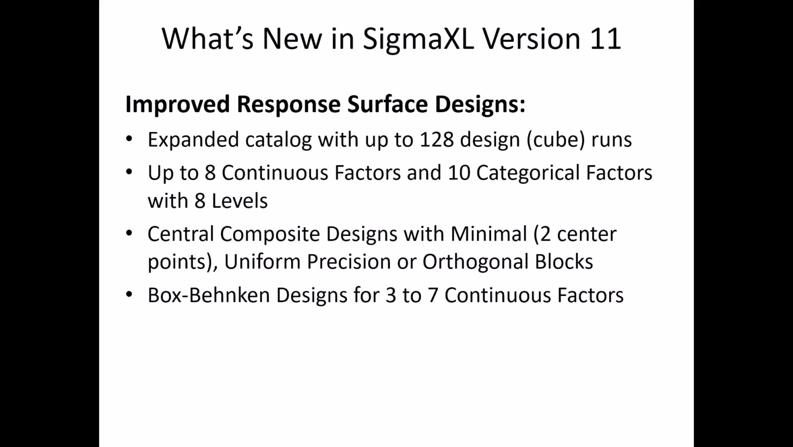Response surface designs have been improved. Again, the catalog allows up to 128 design runs, cube runs. You can use up to 8 continuous factors and 10 categorical factors with 8 levels. You can choose between central composite designs with minimal, which is 2 center points, uniform precision or orthogonal blocks, and then Box-Behnken designs for 3 to 7 continuous factors.